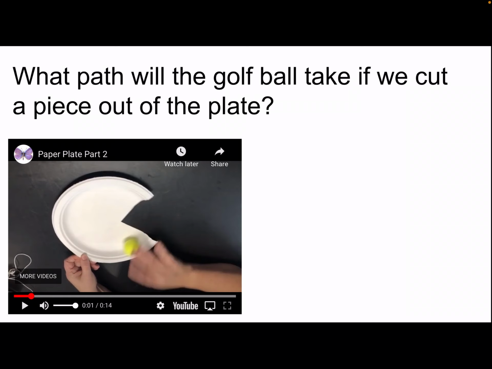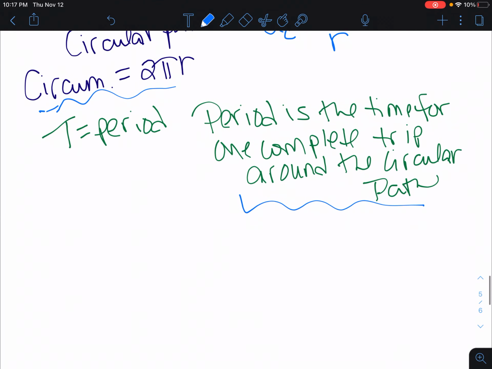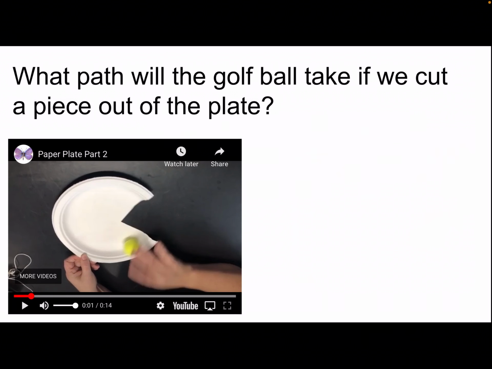We said the side of the plate was pushing the golf ball towards the center of the circle. And I want you to think about what's going to happen when it reaches that cut point on the paper plate. Before we do that, we need to look at the force diagram for the golf ball. I'm going to draw it for that position on the plate where the plate is cut away, at the top part of the plate.